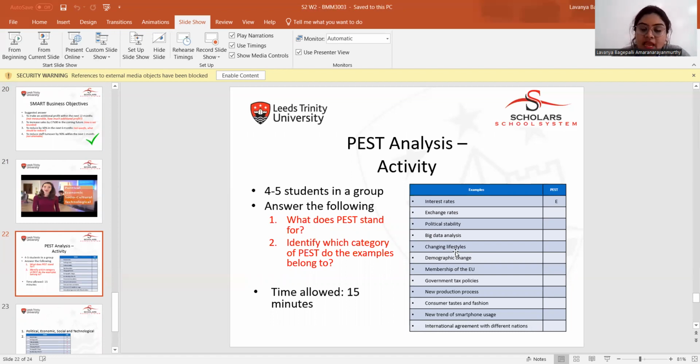And this next activity is all about PEST analysis. PEST analysis is conducted by any business to analyze the impact of the external environment on their business, right? Under PEST analysis, P stands for political, E stands for economical, S stands for social, and T stands for technological. This activity was also done in groups, and the students really answered well, and they tried their best to analyze which example comes under PEST analysis, like which example is political, economical, social, or technological.